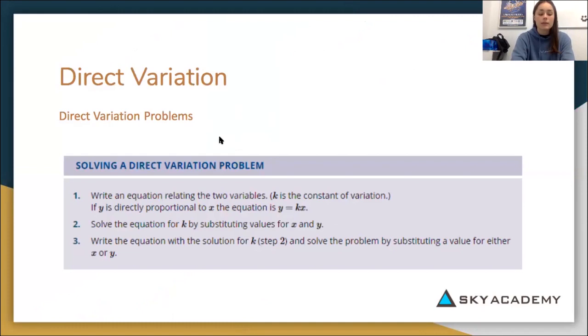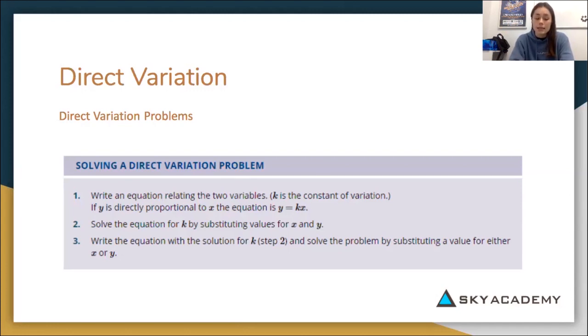So direct variation, also known as direct proportion, occurs when one variable depends directly on another variable. For example, the time that you work at your part-time job will directly affect the amount of money that you earn. So one quantity increases or decreases at the same rate as another quantity. If your hours worked increases, then your pay will increase. If your pay decreases, then that must mean that your time has decreased.